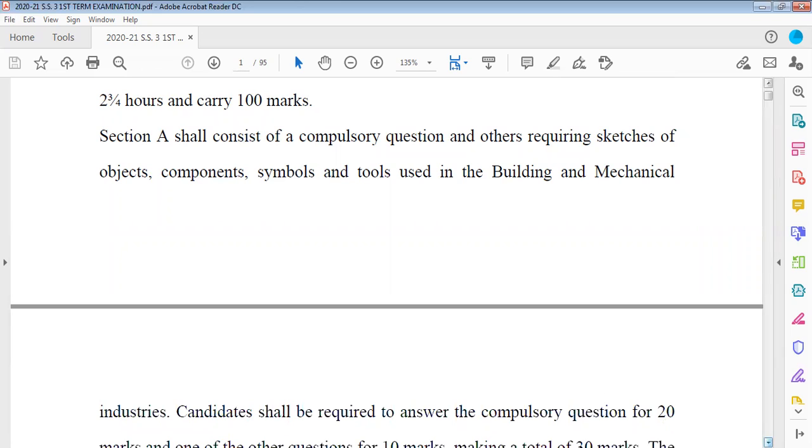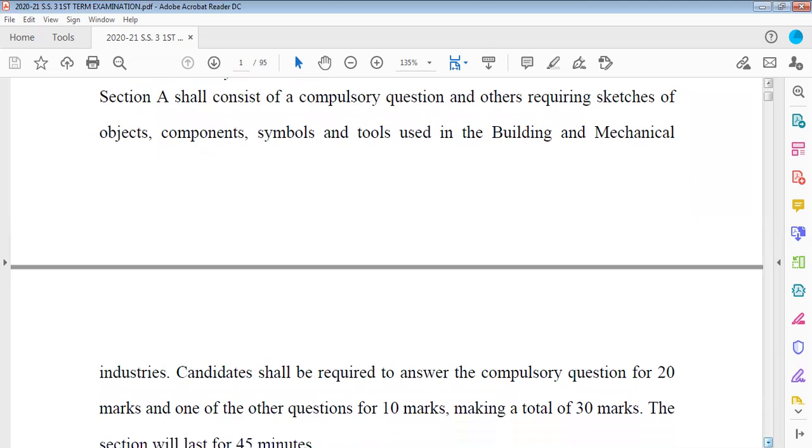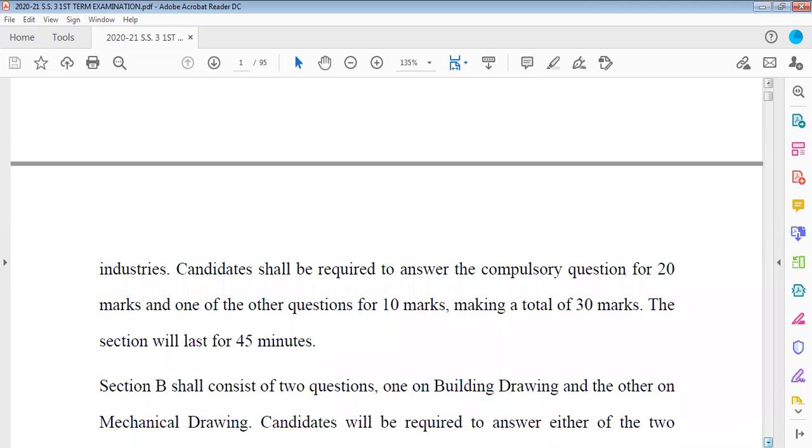So the one that is compulsory, which is the transformation of orthographic views of an object to isometric view, carries 20 marks. That's compulsory, 20 marks. And for the tool, which can be a building tool or a mechanical tool, that is 10 marks. So the total marks for that is 30 marks, and you have to spend 45 minutes on that. Now, that's Section A.